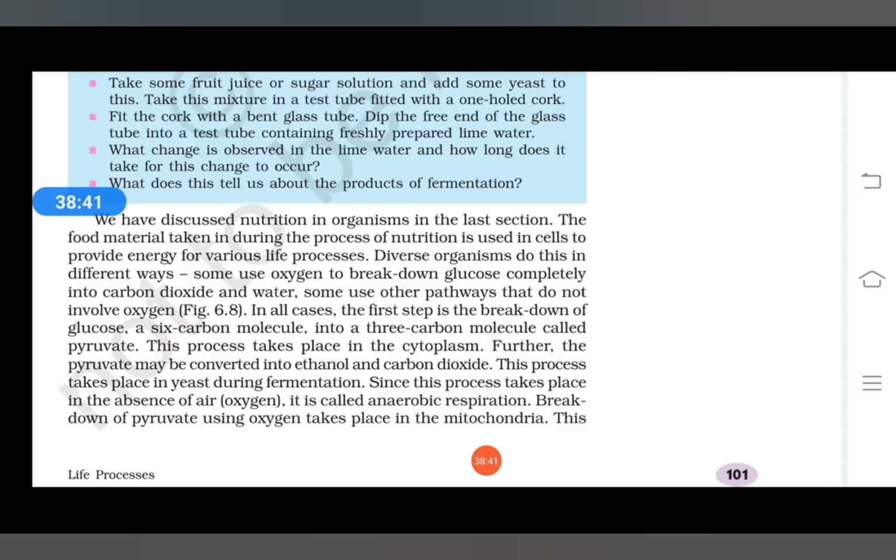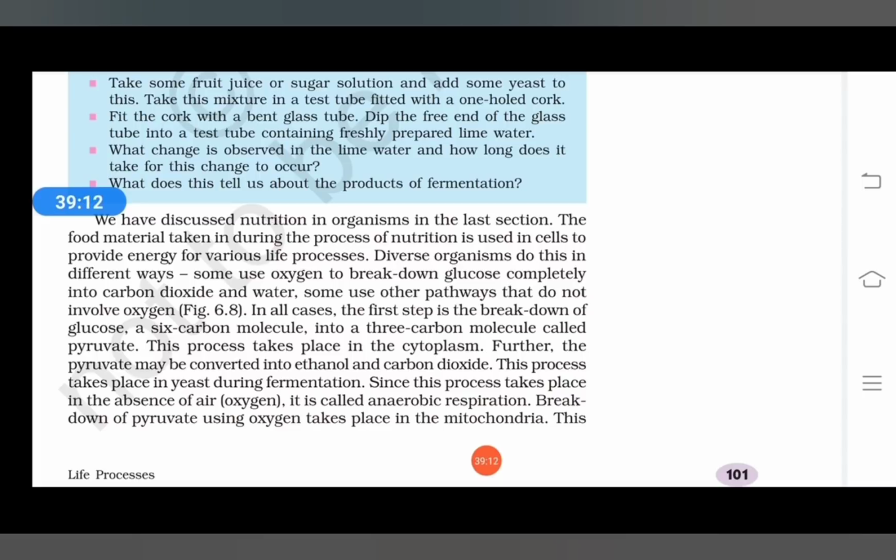Some use oxygen to break down glucose completely into carbon dioxide and water. Some use other pathways that do not involve oxygen. In this case, the first step is the breakdown of glucose, a 6-carbon molecule, into a 3-carbon molecule called pyruvate. This process takes place in the cytoplasm. Further, the pyruvate may be converted into ethanol and CO2, that is carbon dioxide.